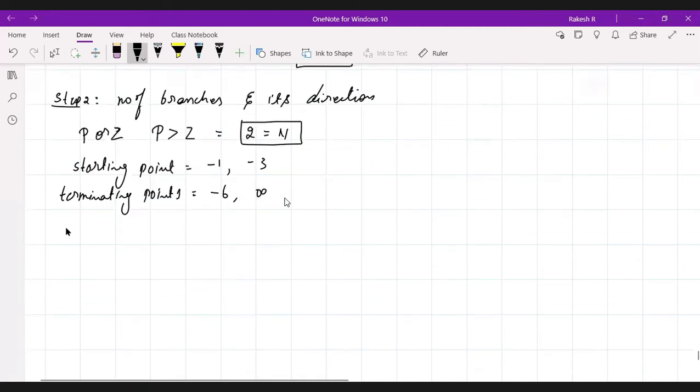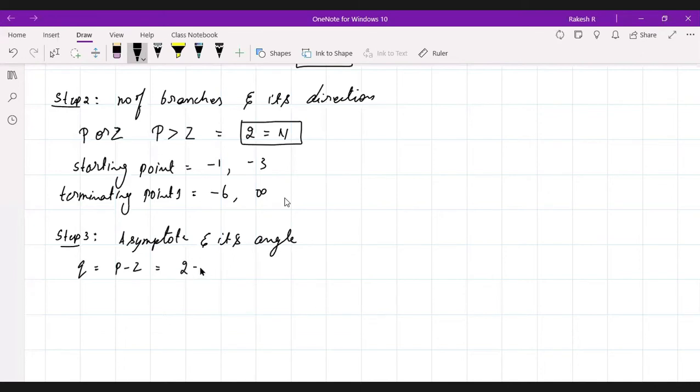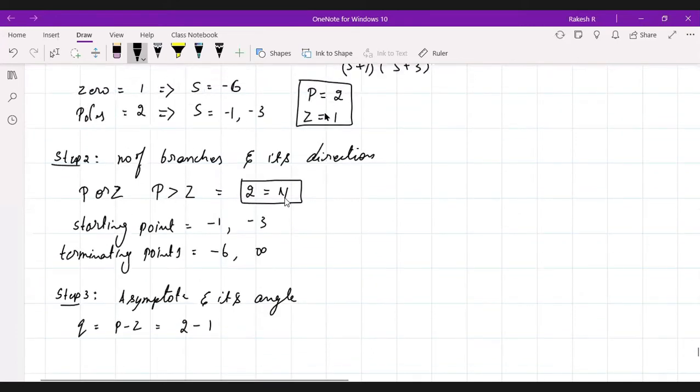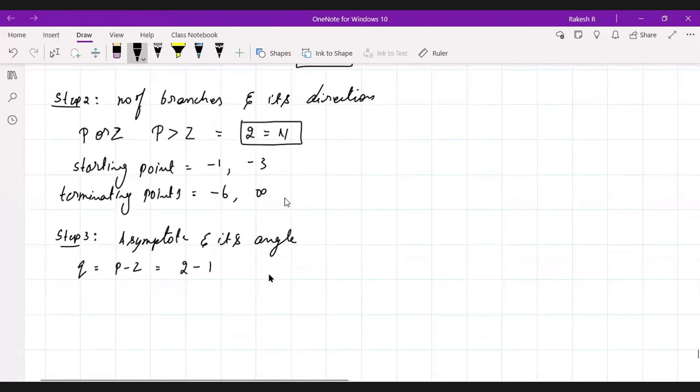Then step 3 is to determine the number of asymptotes and the asymptote angles. Step 3 is to find the asymptotes and their angles. To find the number of asymptotes, Q equals P minus Z. These are the asymptotes here. P we have as 2 and Z is 1. So this becomes 1 here. So the number of asymptotes will be 1.